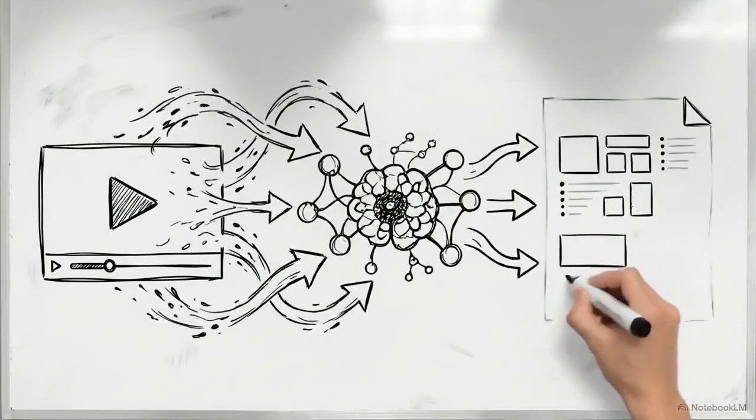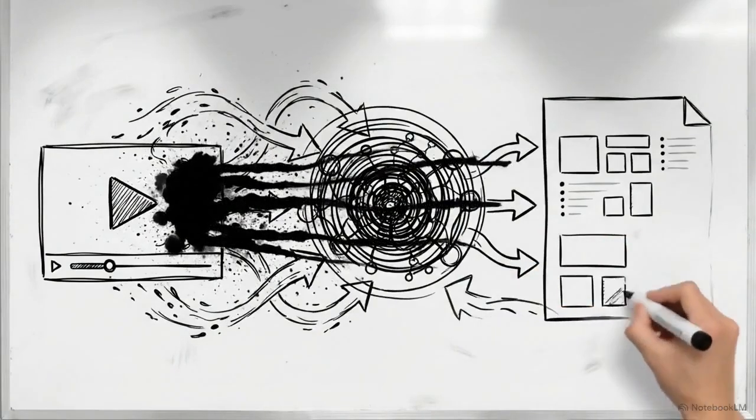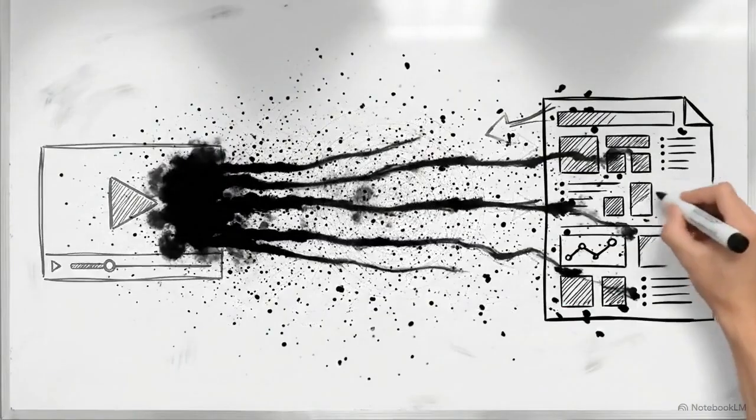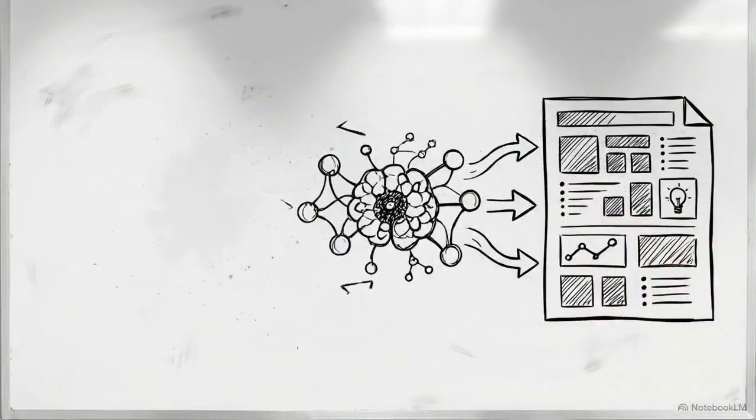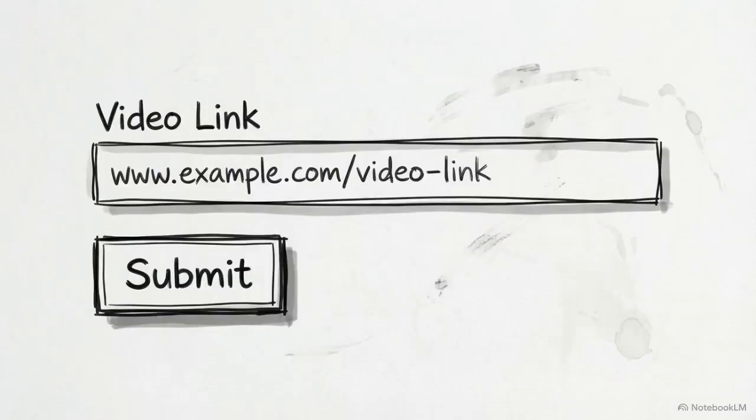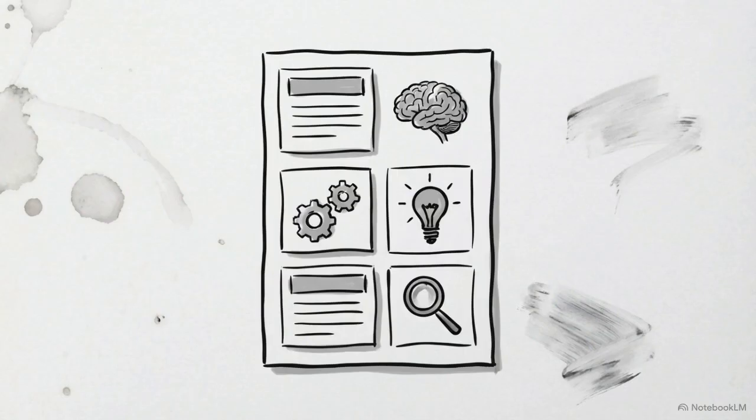Imagine taking a complex, hour-long YouTube video and compressing it into a single-page whiteboard sketch with just one click. You paste a YouTube link into a web form, hit submit, and a few minutes later, you receive a custom infographic summarizing the video's core mental models.